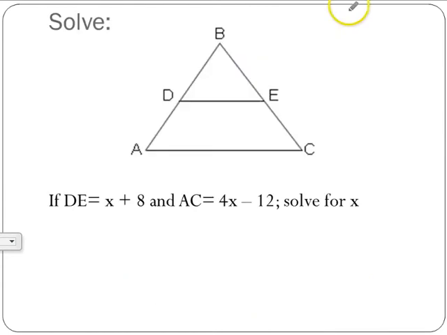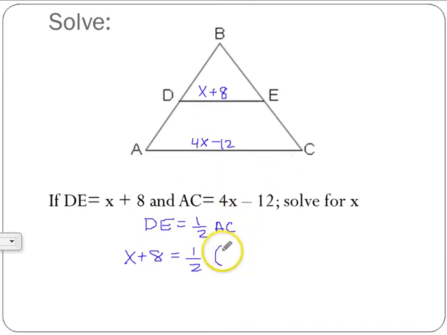Alrighty, so here we're now just given some equations. We're told that DE is x plus 8, so I'm going to go ahead and label that. And we're told that AC, the bottom leg of our triangle, is 4x minus 12, and we need to solve for x. So let's set up the theorem, the general statement that we know: DE equals 1/2 the length of AC. Now let's plug in the given equations. DE equals x plus 8, and then 1/2 times AC, and AC is 4x minus 12.